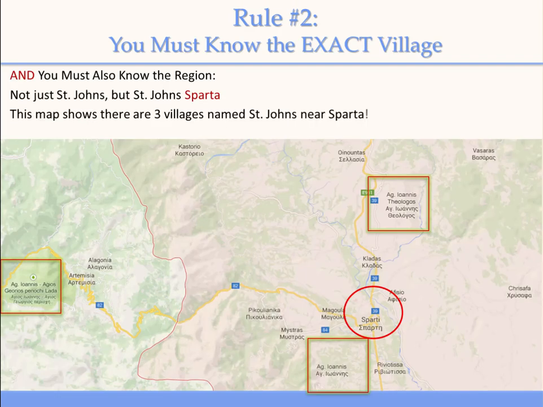The second rule is that you have to know the exact village of origin. There are thousands of villages in Greece that have the same names. One of my villages is Ios Ioannis or St. John's. You can see here in Sparta, there are 3 villages with this name. Each of these villages has their records in a different location. Consequently, I not only have to know Ios Ioannis, but I have to know which Ios Ioannis near Sparta is my village.